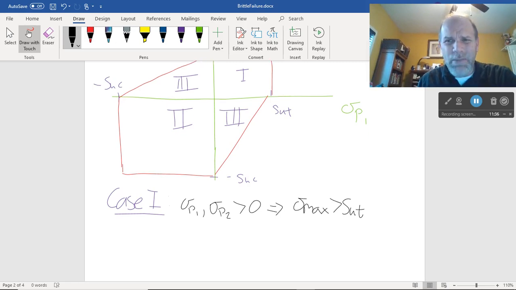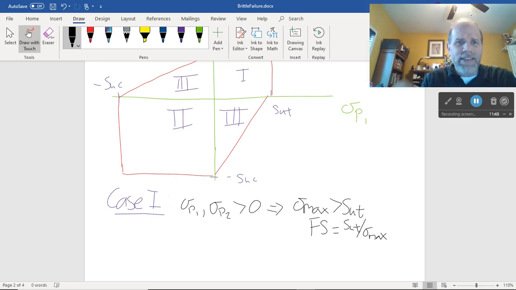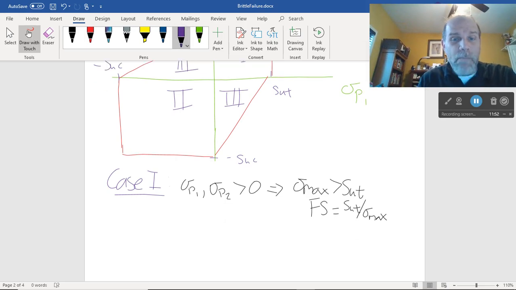That's it. Isn't that easy? That's like the maximum normal stress theory. It is like the maximum normal stress theory. So my factor of safety is then SUT over sigma max. That's easy. Case 2 is not bad either, because it's, again, maximum normal stress theory all over again.